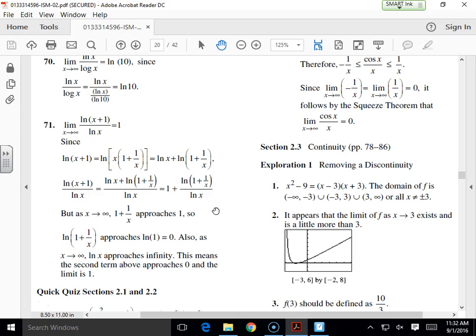Does that mean that 0 over infinity is 1? No. 1 plus 0 is 1. 0 over infinity is 0. 1 plus 0 is 1. There's a 1 plus outside that whole expression. Oh, you see it?